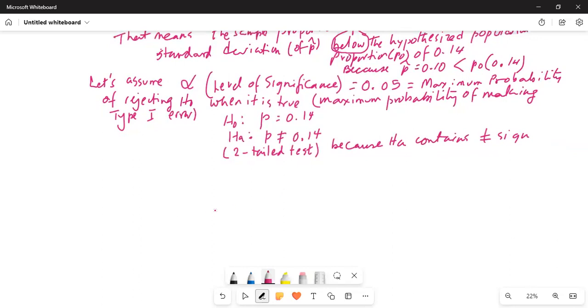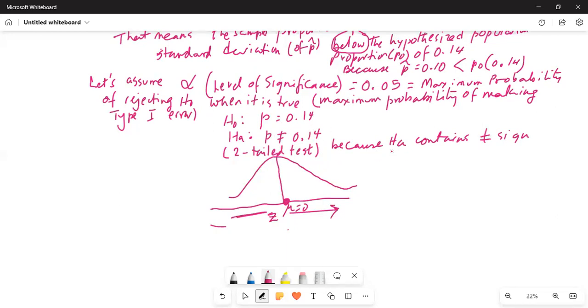So if this is your standard normal curve, that means Z is on this axis. At the center where the peak is the highest, mu is equal to 0. Z is on the horizontal axis, probability on the vertical axis. My level of significance is 0.05, the maximum probability of rejecting H0 when it is true, or of making a type 1 error. Because of the not equal to sign, it's a two-tailed test.